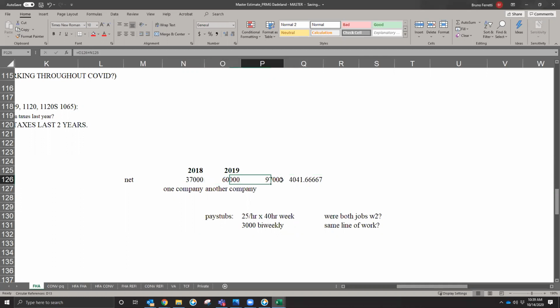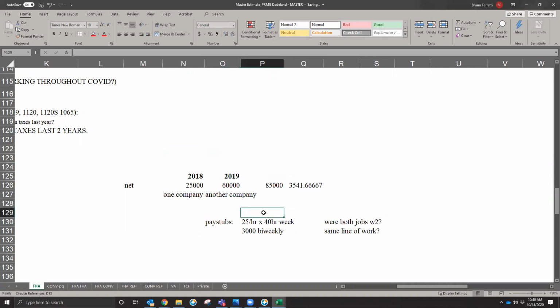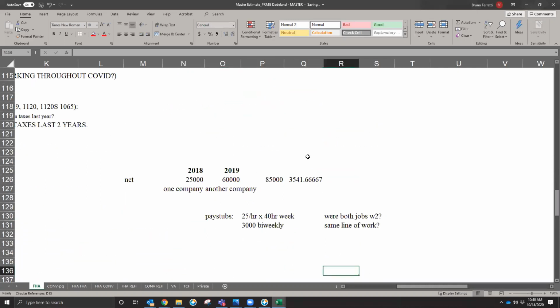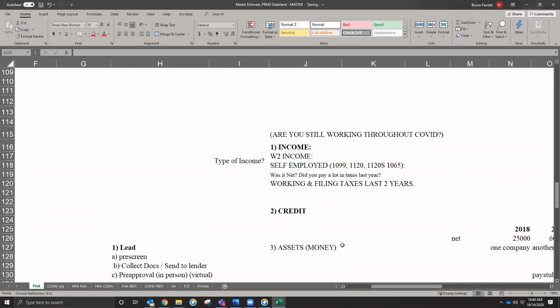Now, what happens a lot is you'll have someone that, even if they made $60,000 this year, the year before maybe they made $25,000, it leaves them with a very low average. This is what they make monthly. Questions about that? Perfect.